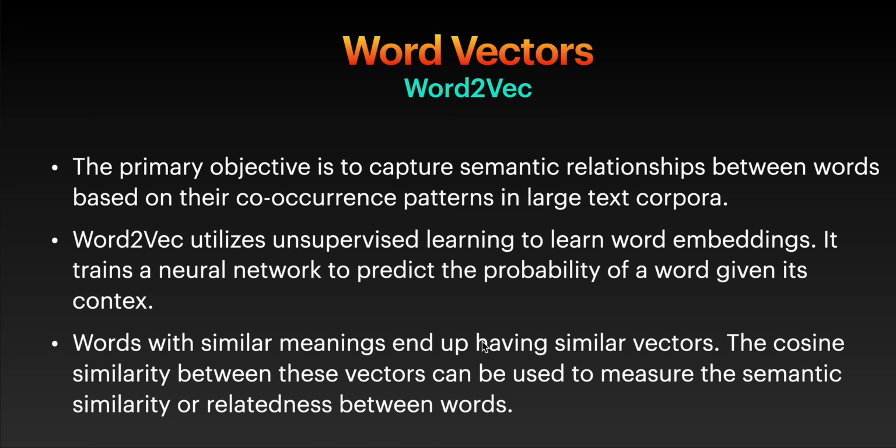The primary objective is to capture the semantic relationship between the words based on co-occurrence patterns in a large corpus. And the second thing is that word2vec utilizes unsupervised learning to learn word embeddings.